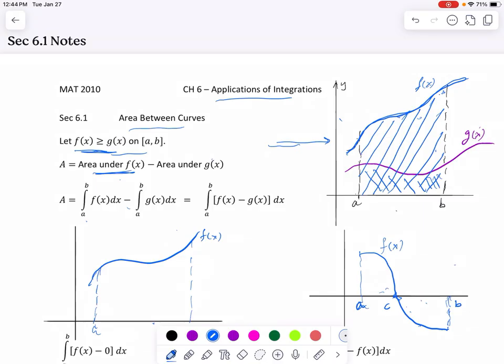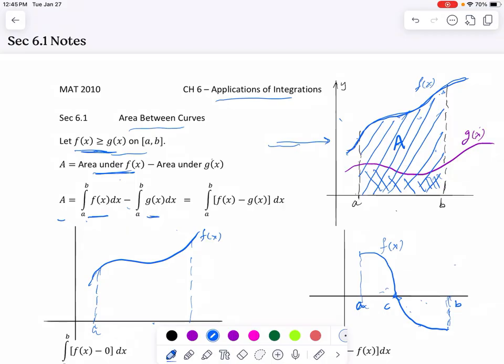So this is our A. I hope this makes sense. So I'm now writing it as A is equal to integral from a to b f of x dx. Why? Because remember, this is the way we represent area as we learned in chapter 5. So this is area under f, or between f and the x-axis, minus the area under g.